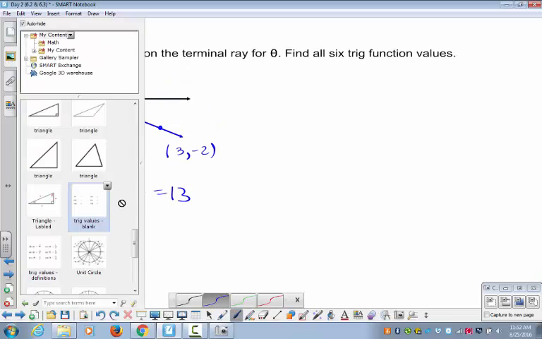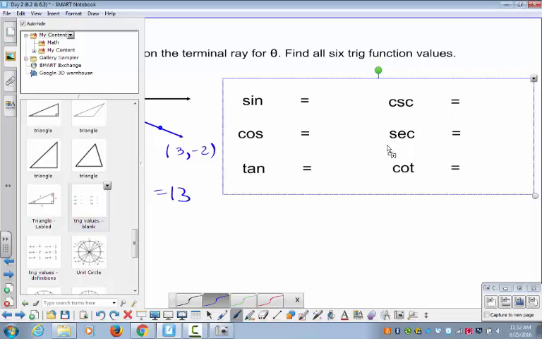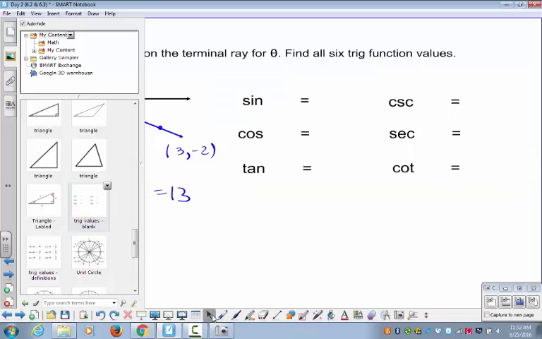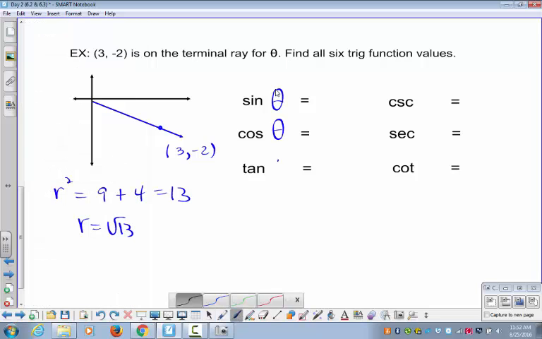So the trig function values then, if we use our new definitions, we have that sine of theta is equal to the y coordinate over the radius. So that's going to be -2 over square root of 13. Cosine will be the x coordinate over the radius, so that's 3 over root 13.